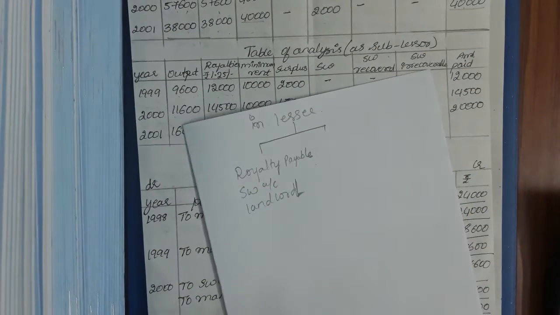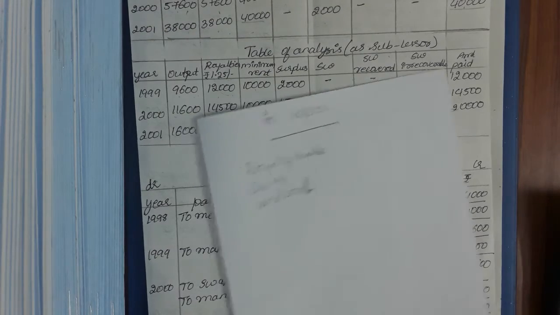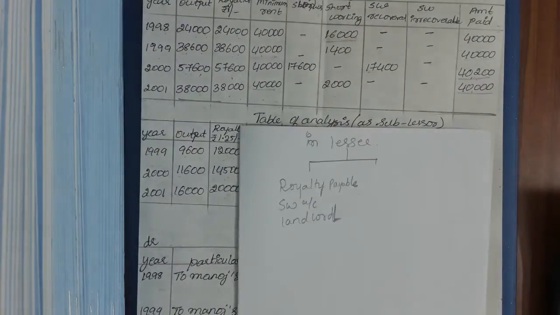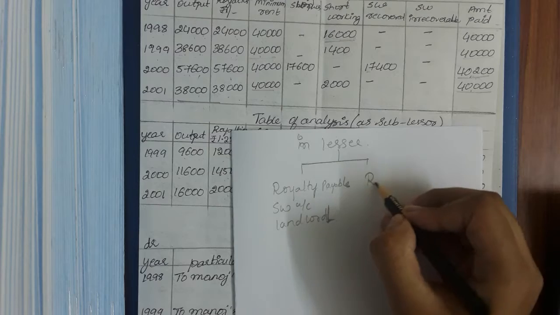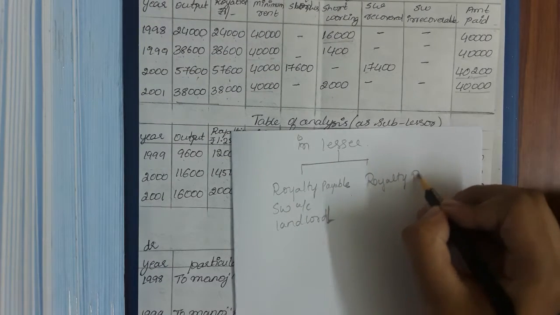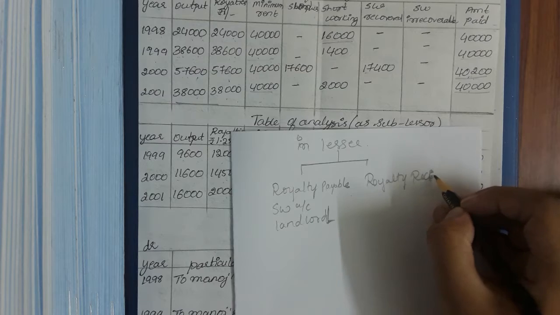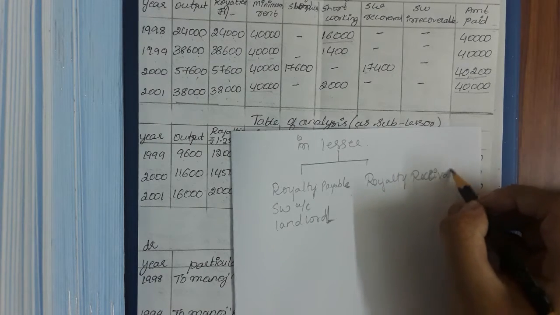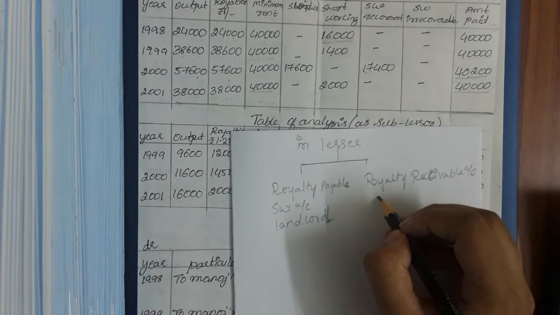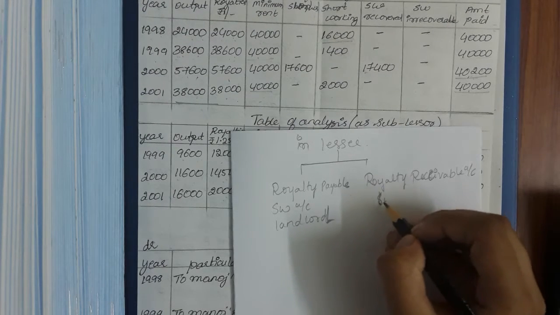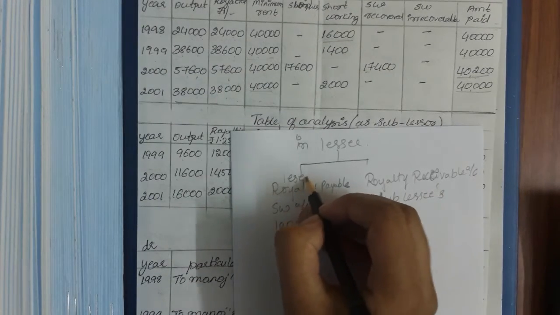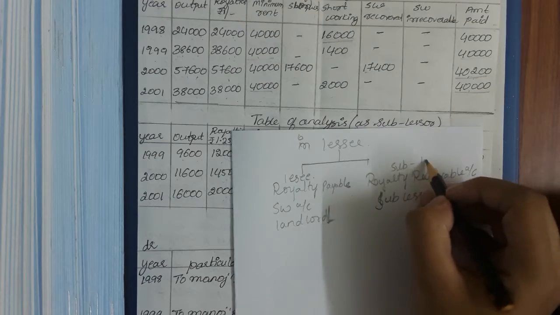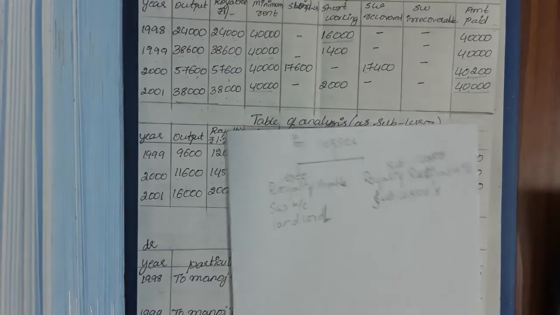So now, as a lessor, what are the accounts you need to prepare? As a lessor you will be preparing the royalty receivable account. You need to receive a royalty, right? So royalty receivable account, and the sublessee account. This is what the lessee will be preparing; this is what you should prepare as a sublessor. So this many accounts you need to prepare now.